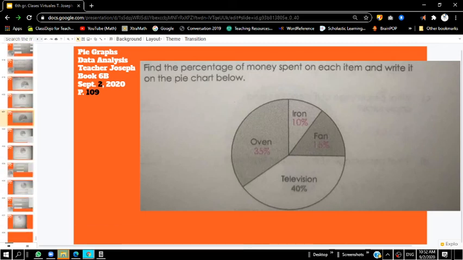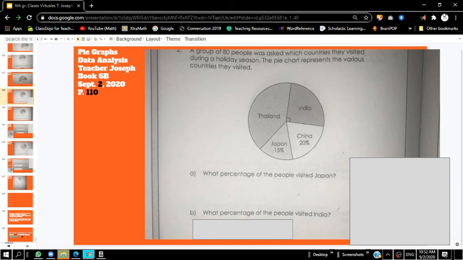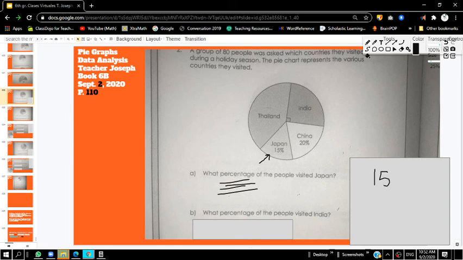And let's go on to page 110. 110 is a little bit more complicated, but still pretty much the same. It says, a group of 80 people were asked which countries they'd visit during a holiday season. The pie chart represents the various countries they visited. So, letter A says, what percentage of the people visited Japan? Well, Japan has 15%. So all we really need to do is write that answer in the blank. 15% of people visited Japan.